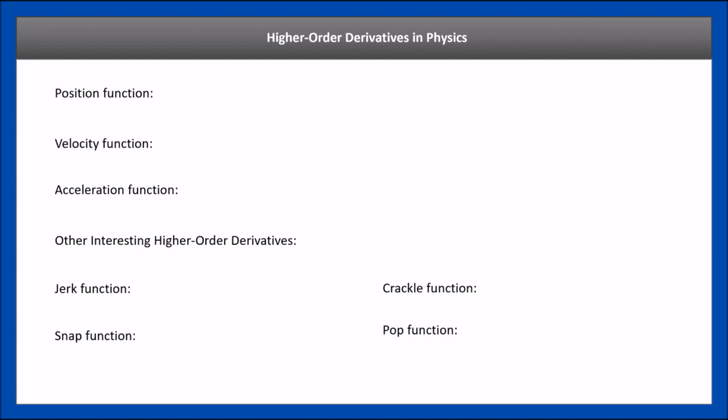Now in physics, this is actually interesting. We know the position function is s, or usually x of t, y of t, and sometimes we use r of t in physics. So the position function is just the distance, where it is located in time. Usually it manifests itself as a distance function. The velocity function is the derivative of position.